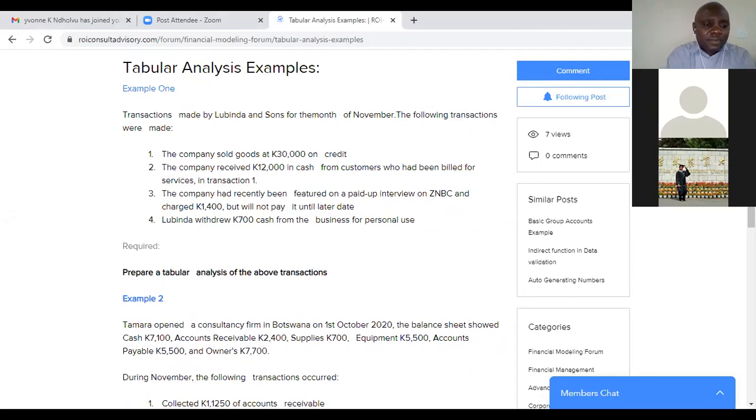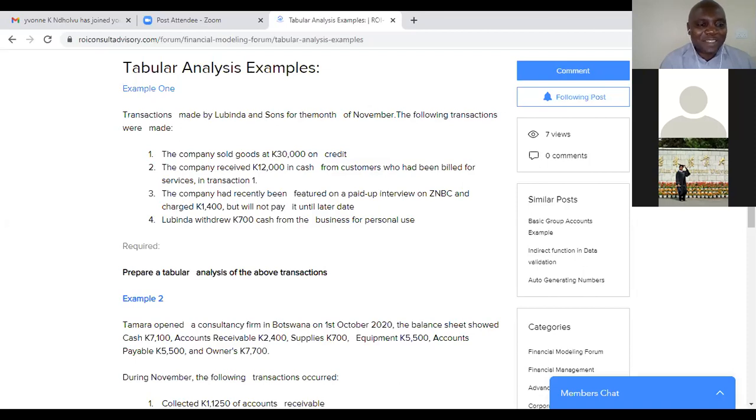It reads, transactions made by Rovind and Sons for the month of November. The following transactions were made. The company sold goods at 30,000 kwacha on credit. So if it sold goods on credit, you know that revenue is going to go the other side there, and in equity and liabilities, you also know that there's trade payables that will sit in there.